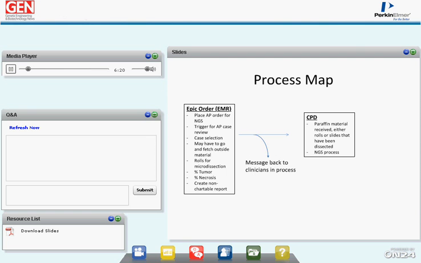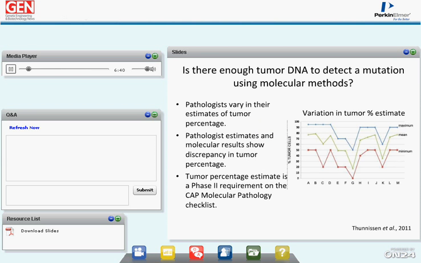Once that occurs, a message goes back to the electronic order system that the sample's been identified and moves downstream to the Center for Personalized Diagnostics for nucleic acid extraction and next-gen sequencing, which Bob is going to speak at great length. In anatomic pathology, we still have to determine how much tumor is present within a DNA sample.